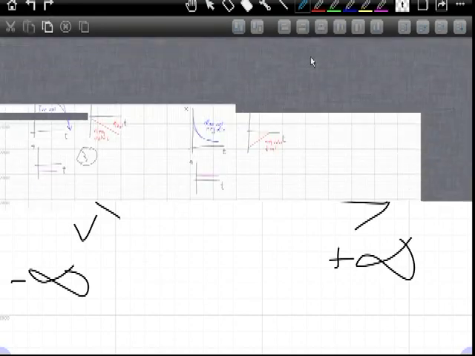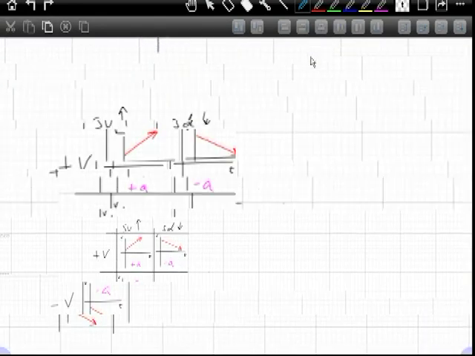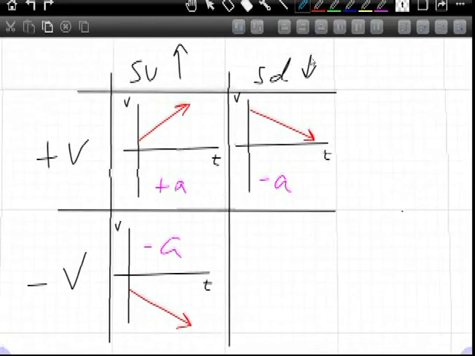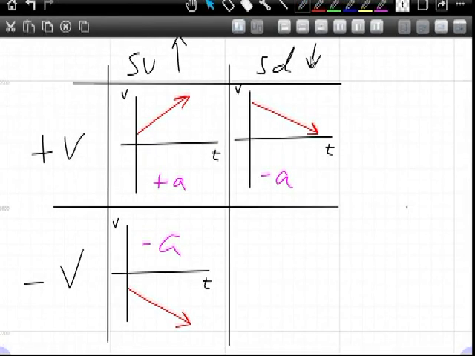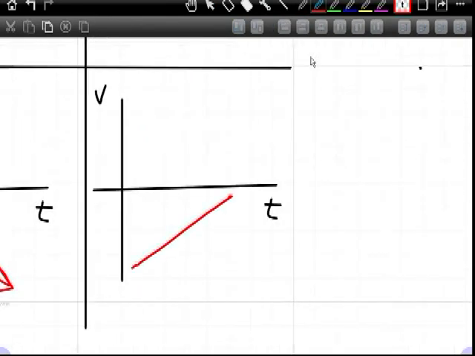Okay? And last one, going negative direction and slowing down. Yeah, that's positive or negative acceleration?